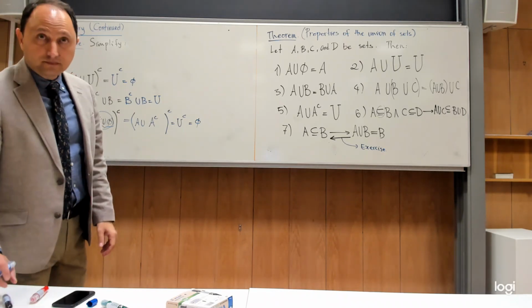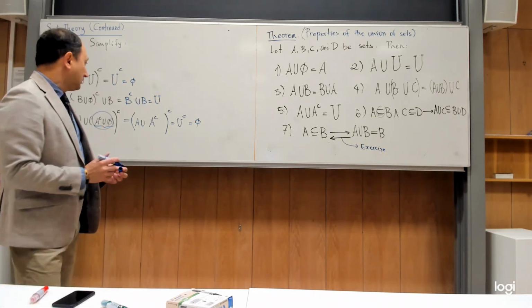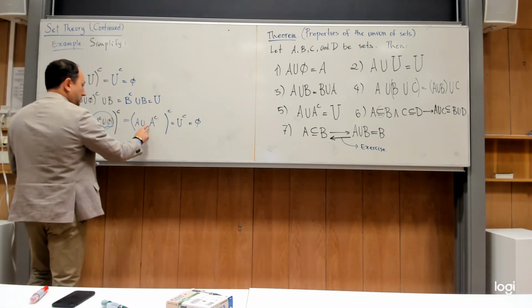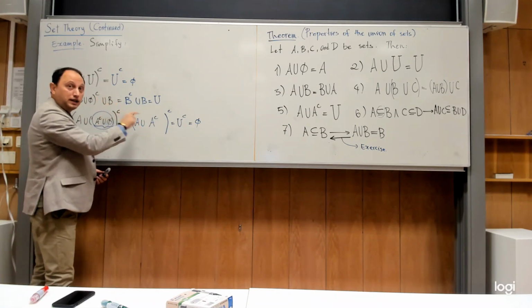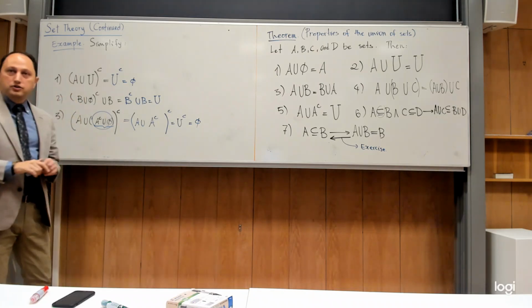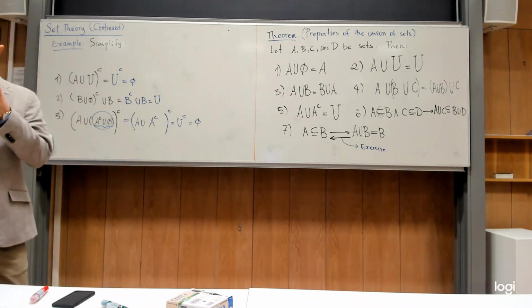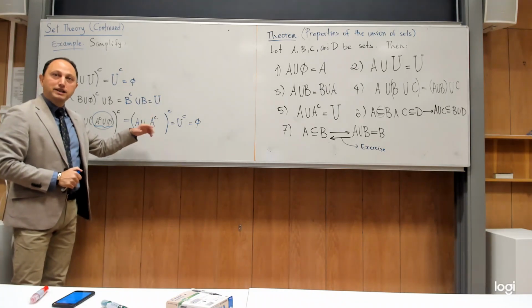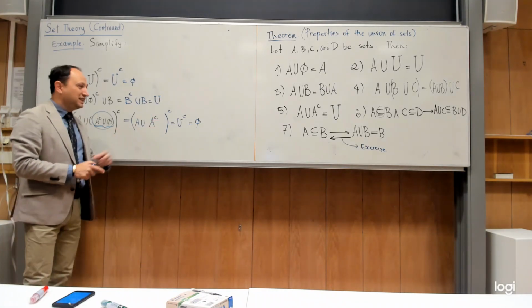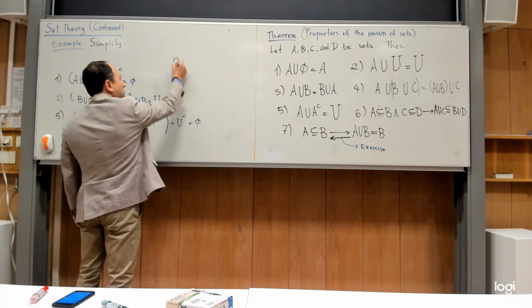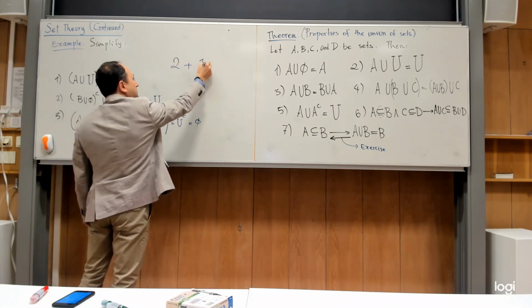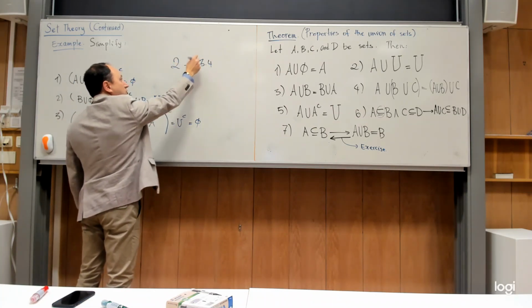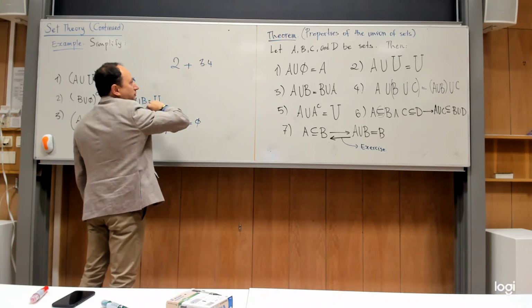You said that the union had the priority in the second step. But no, not the union, the complement. So that's also a good question. Here I have two operations, the union and the complement. But the complement has the priority because it's clear. For example, if I ask you to add 2 plus 3 times 4, of course here we also need a rule. Yes, you are right.